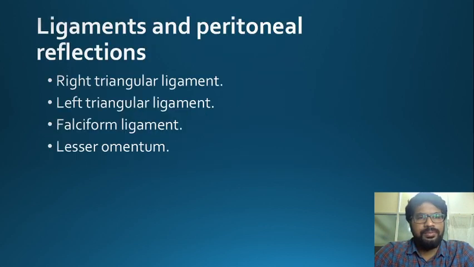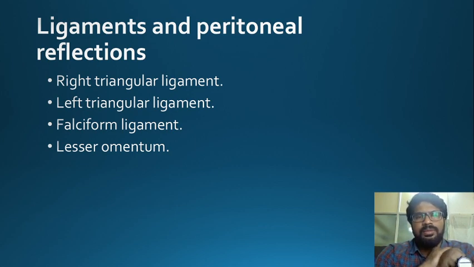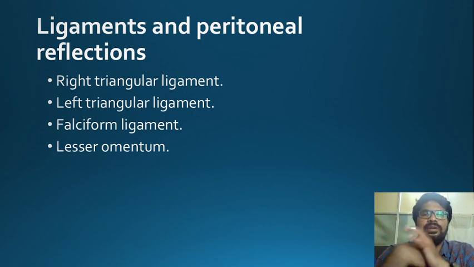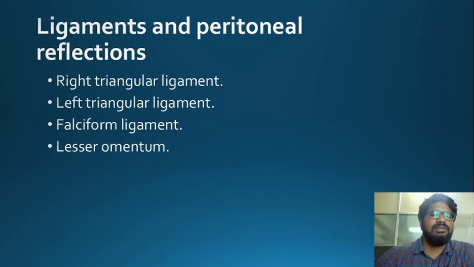Coming to the anatomy, first we will discuss the ligaments and the peritoneal reflections. These ligaments are nothing but the peritoneal reflections which hang the liver in the right upper quadrant below the diaphragm. They form a supporting framework to hold the liver in position. Four important peritoneal reflections or ligaments are present: the right triangular ligament, the left triangular ligament, the falciform ligament, and the lesser omentum.